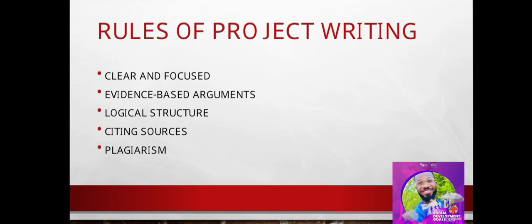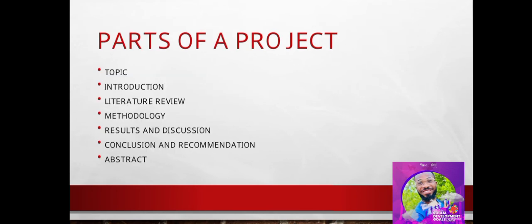Now let's move forward. Parts of a project. The projects are broken down into different parts. There will be the topic, like I said before, the introduction, literature review, the method, the result and discussion, conclusion, recommendation. Then I've taken the abstract to the last because usually I write the abstract last, after writing everything. The abstract is really the summary of everything, so there's no need to put it first. So let's go down to the topic.